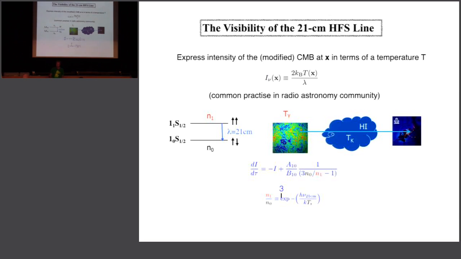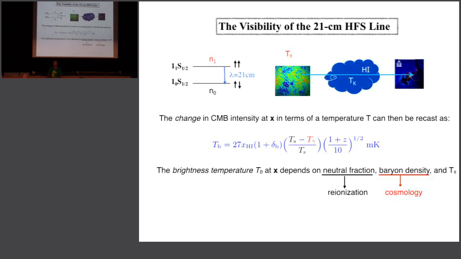And this is just the common practice in radio astronomy. So if you rewrite the radiative transfer equation, you can look at how the temperature, which you just should see as an intensity, changes. The temperature change in the CMB as the radiation is passing through this cloud is given by this expression here. I'm not going to go through this derivation, but the temperature change is of the order of 27 millikelvin for gas at mean density. And there is this term in here which contains the spin temperature and the CMB temperature.